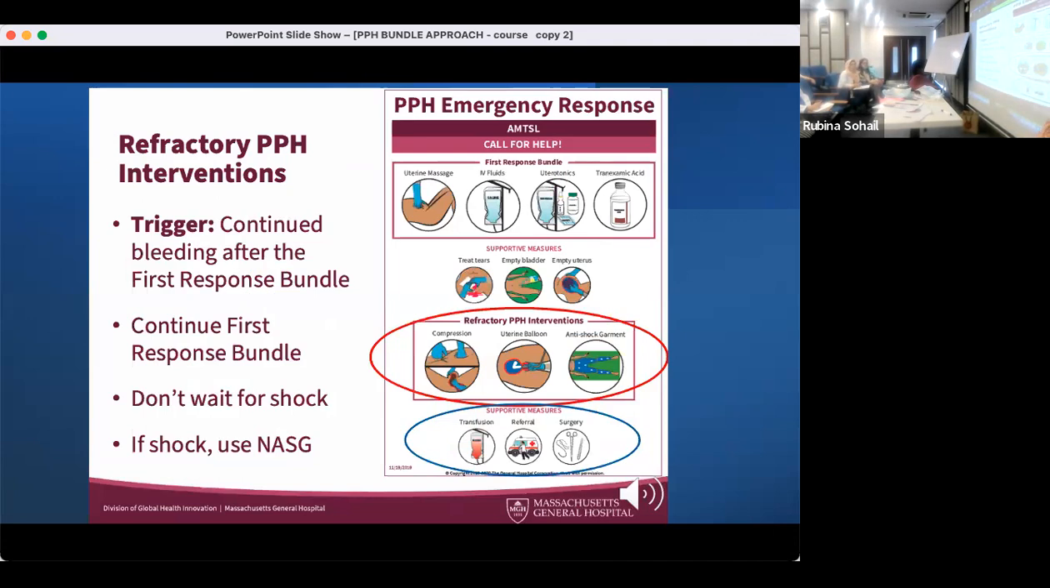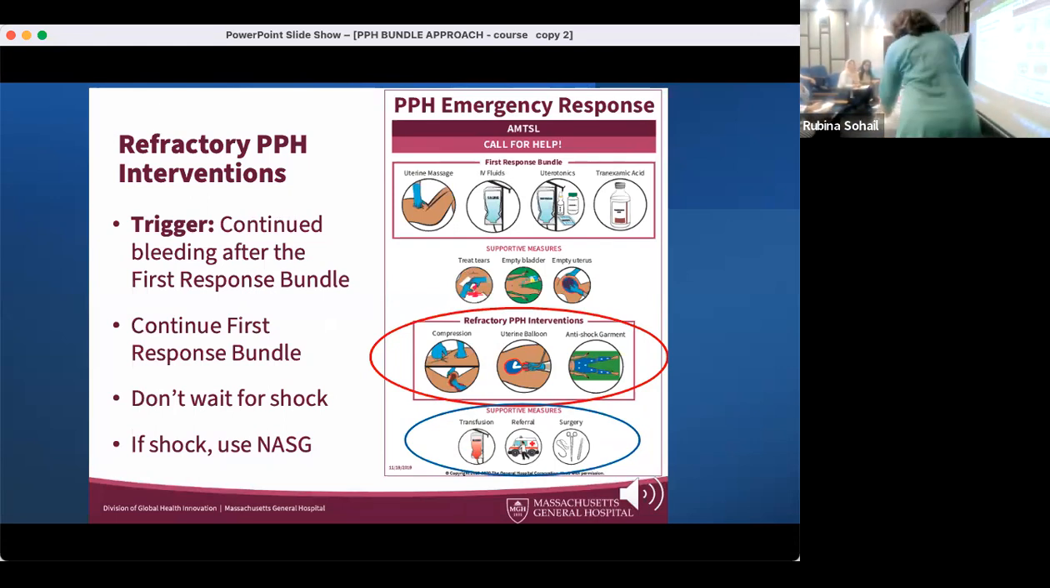And along with the secondary bundle approach, you should know 3 things as supportive measures. Those 3 things are referral, blood transfusion, and surgical intervention. So when you are sitting in a tertiary care hospital, you are not thinking of referral because you are the referral center. But if you are not working, sorry.